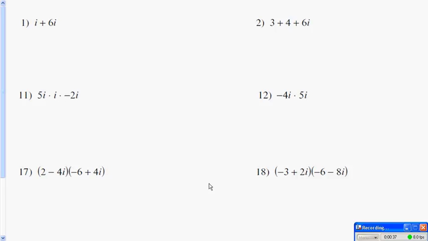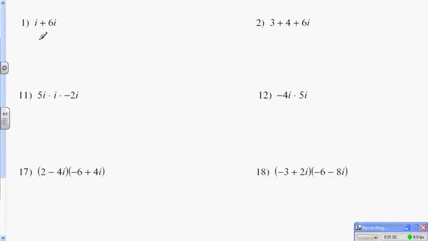Again, this is a tough concept to start working with out of the gate. We have to really understand what i is, and we have to work with it. We have to practice it to truly understand that it is not a terrible thing. It's just a different thing. We have to understand the rules that go with it. So in trying to get this under control, let's do these 6 questions.